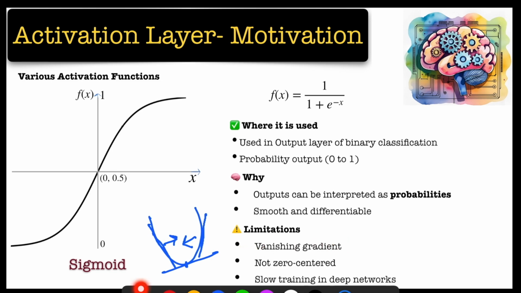In vanishing gradient, the gradient becomes very small, tending to 0. If the gradient value becomes very small, the model will not learn, so it will not converge. That is the problem of vanishing gradient, but I will discuss why it happens in neural networks in a separate video. The next limitation of sigmoid is that it is not zero-centered. For x equals 0, the value is 0.5. And it has slow training in deep networks, so in a deep network, we cannot use sigmoid.